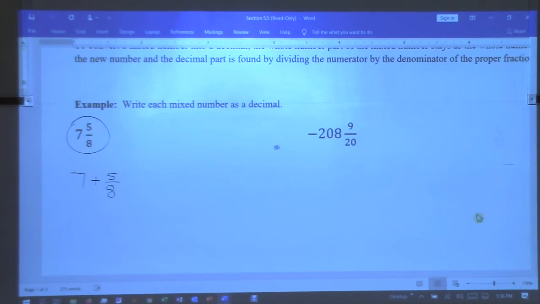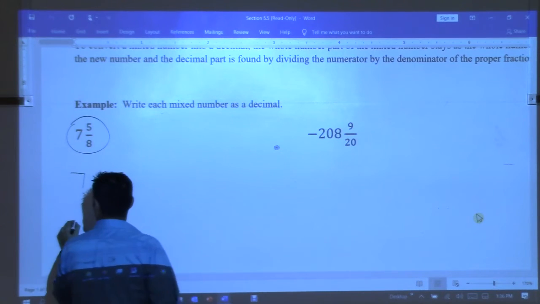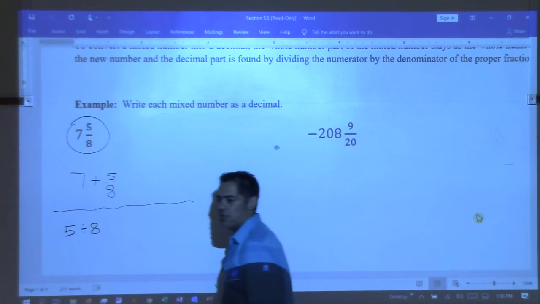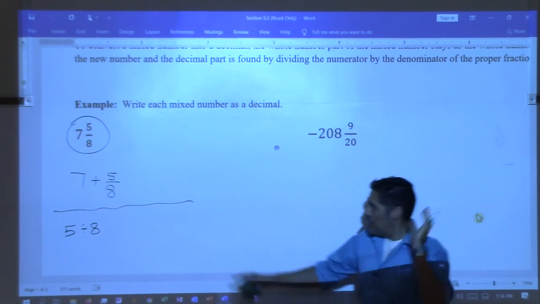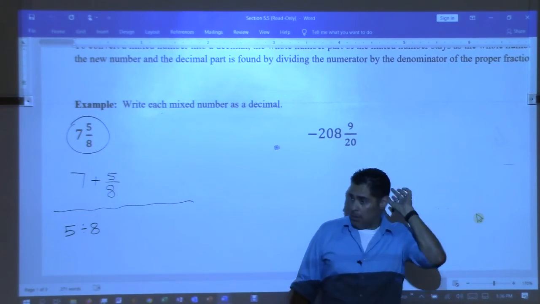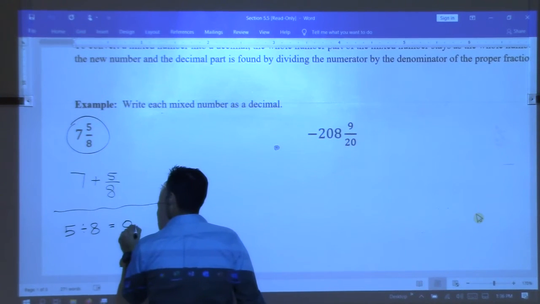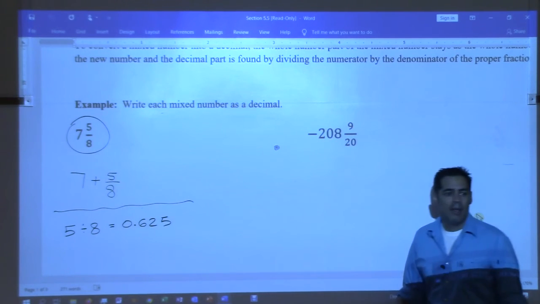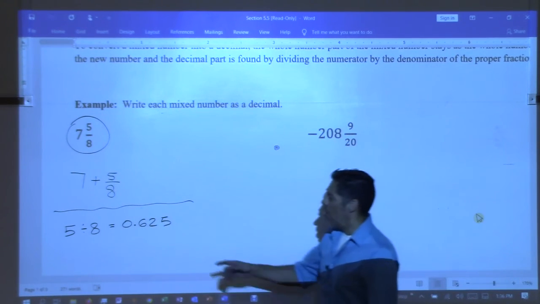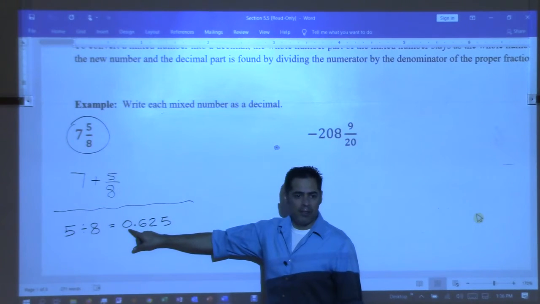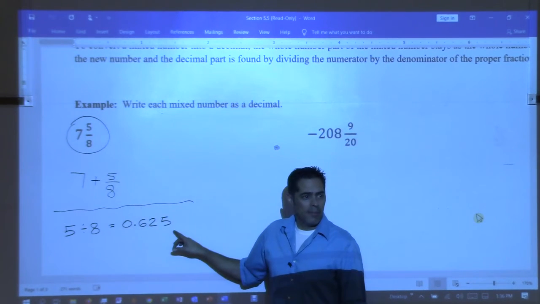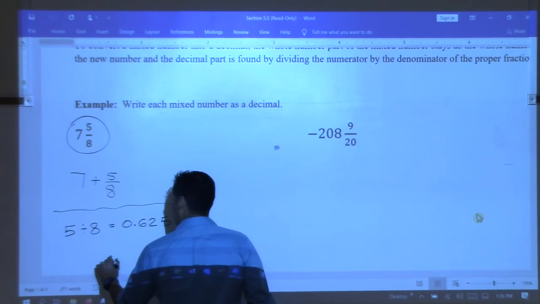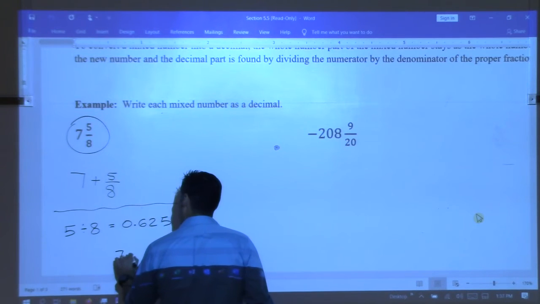So here's what I suggest you do on your calculator. Do 5 divided by 8 first, and tell me what you get for that. You get 0.625. Okay, now what do you still need to do with that? Add 7, right? So all you're going to do is put a 7 in front, 7.625. Does that make sense? Because you're going to add 7 ones to it.